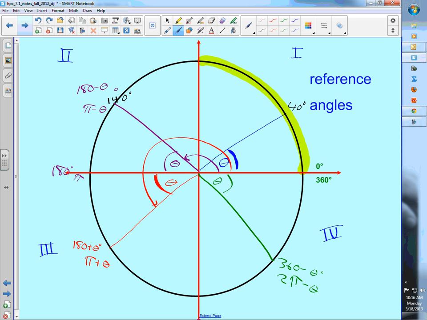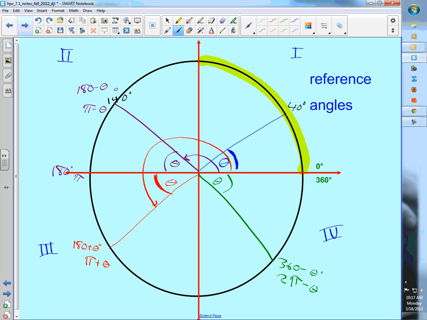Does everybody follow that? How to get it in quadrant 2? You want to have these memorized. These don't go away. How do you get an angle in quadrant 2 if you know the reference theta? 180 minus theta, pi minus theta. How are they related? Doesn't matter right now. We don't want to pile too much on.